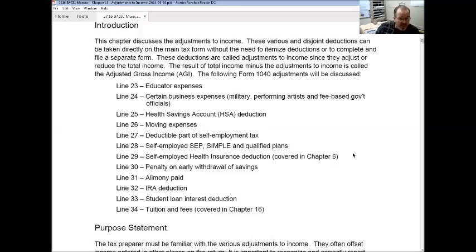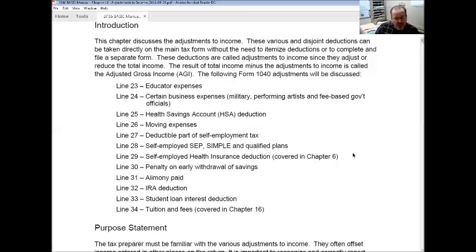For those that are self-employed, we'll talk about SEP, SIMPLEs, and qualified plans. What those are, basically, are retirement plans that somebody who is self-employed can take advantage of. And then also the self-employment health insurance deduction that we'll talk about. Some of it's covered, like it says there, more in Chapter 6 with our Schedule C, but we'll talk a little bit about it there, okay?